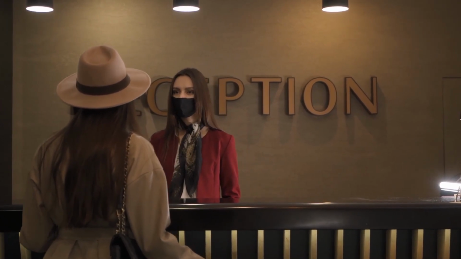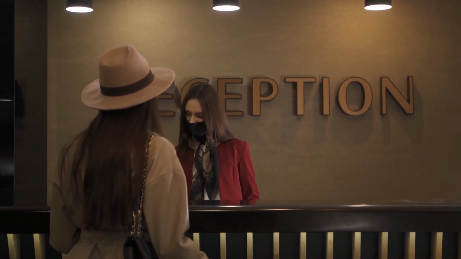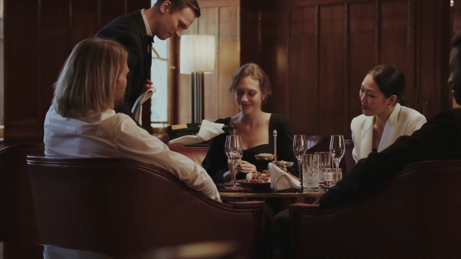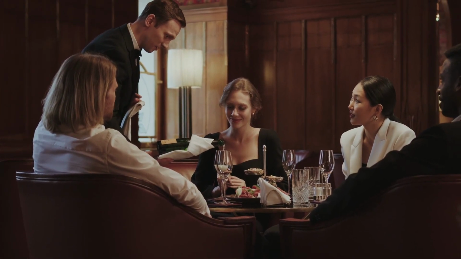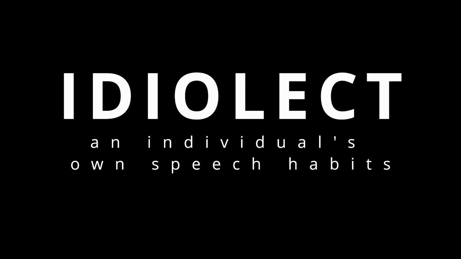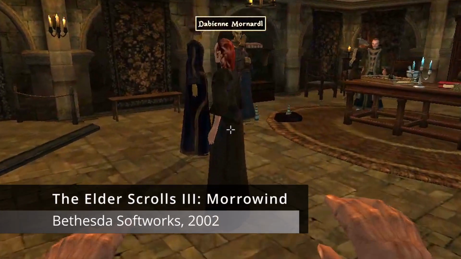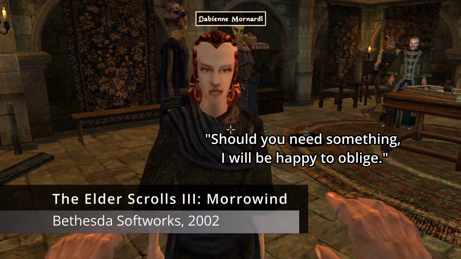This inversion is very formal, and some people say you find it mostly in writing. But in my experience, I have also found it said by people providing services in high-end establishments like posh hotels or fancy restaurants. Although in these situations, it's also highly likely that the people have been trained to use this expression, rather than the phrase being said spontaneously as part of the person's normal idiolect. Also, I found it in a computer game. Should you need something, I will be happy to oblige.